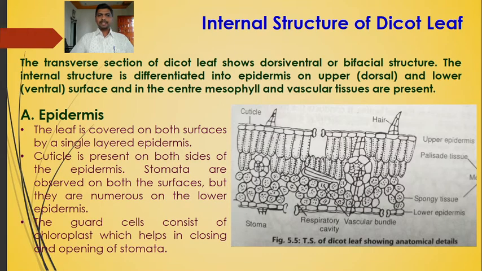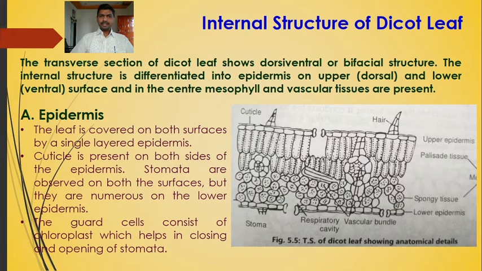If you see the TS of dicot leaf, it shows dorsiventral or bifacial structure. Bi means two, so it has two faces. The leaf has two surfaces, upper surface and lower surface, dorsal surface or ventral surface. So the internal structure is differentiated into epidermis on upper, that is the dorsal, and lower ventral surface, and in the center mesophyll and vascular tissue are present.